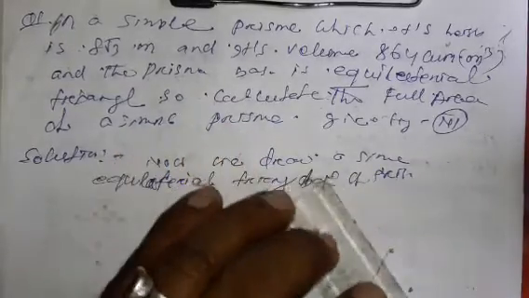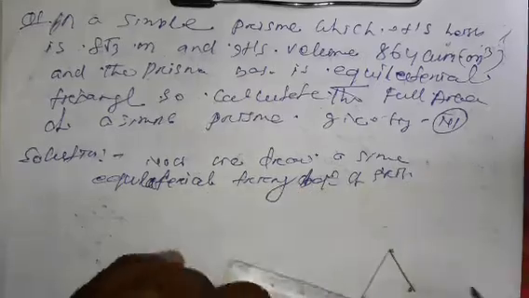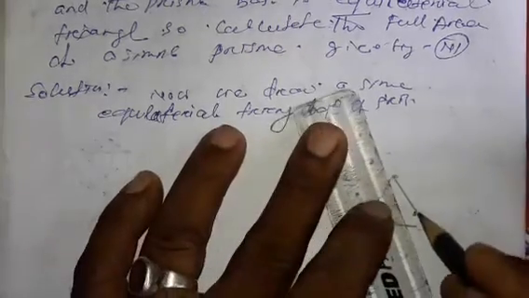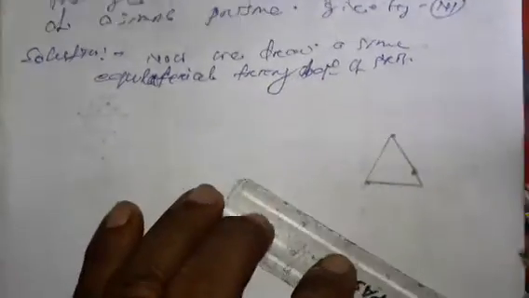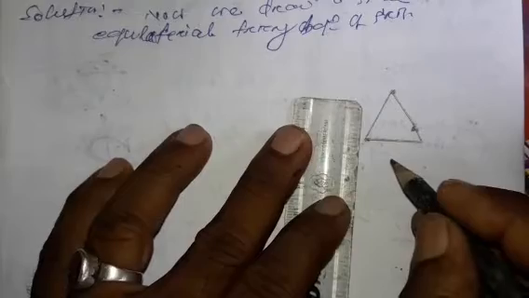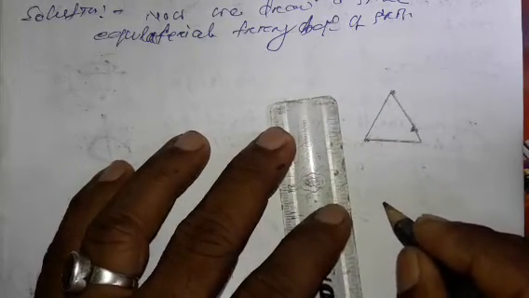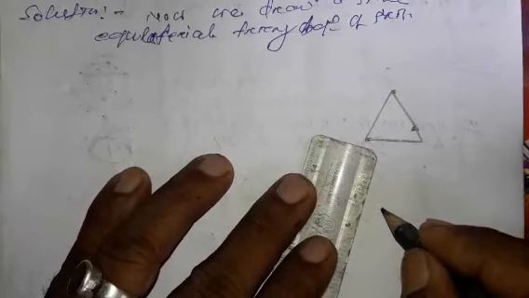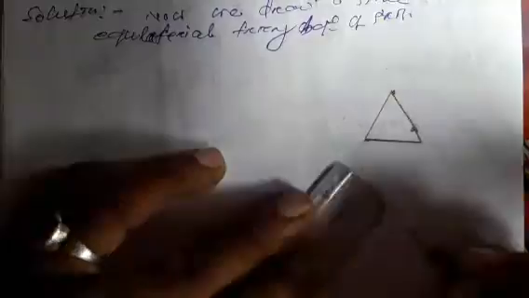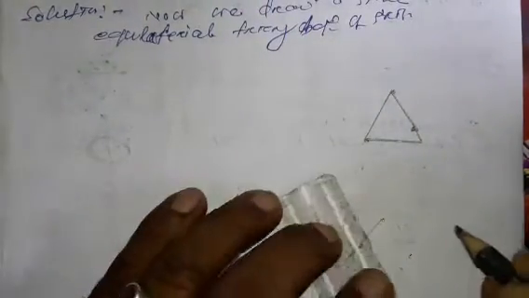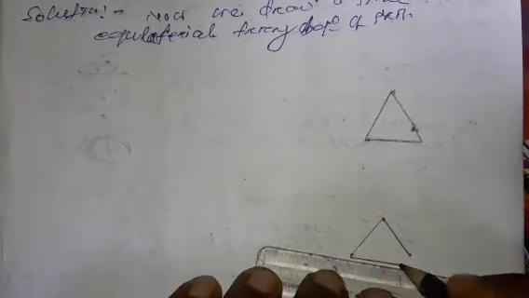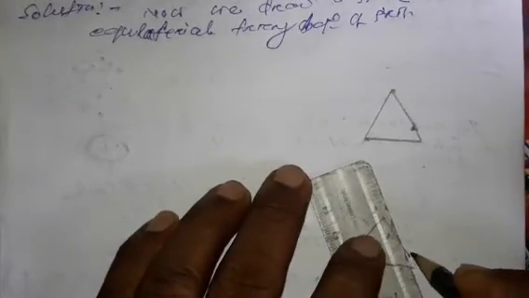This is a simple equilateral triangle. This is a simple equilateral triangle base. So we draw the equilateral triangle base. The two bases of a simple prism may be a simple equilateral triangle.